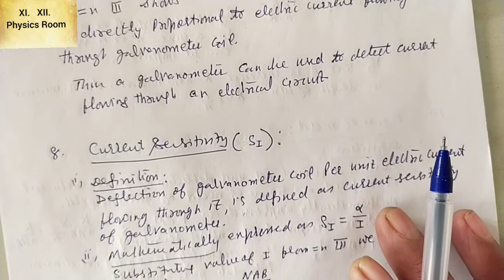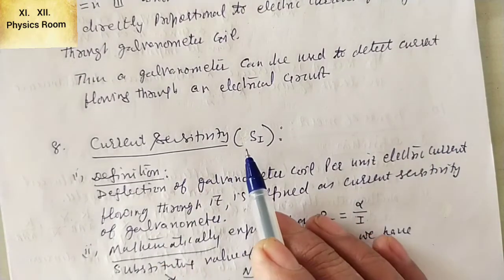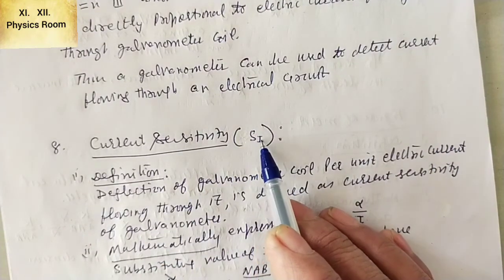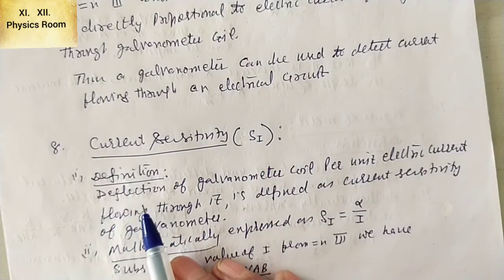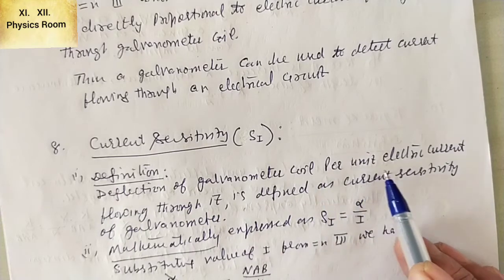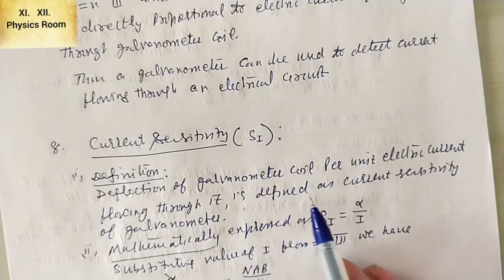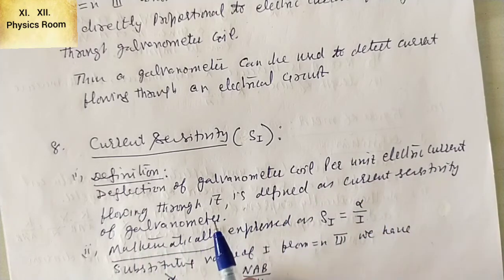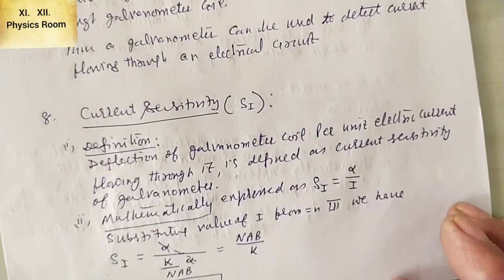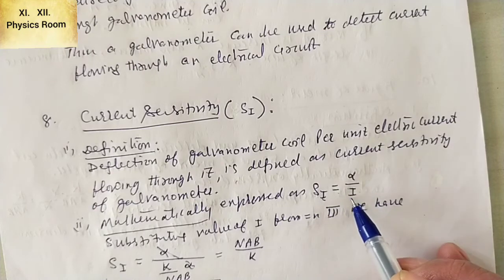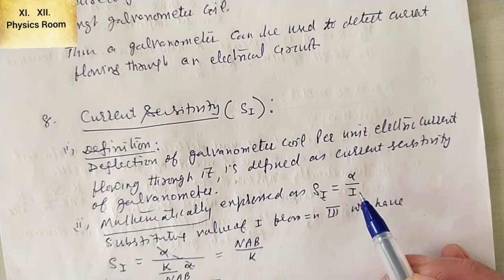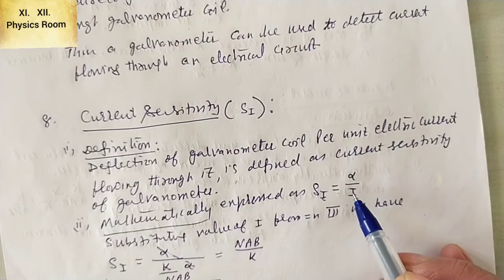8th point, we have to talk of current sensitivity. I for current, S for sensitivity. Now definition: deflection of the galvanometer coil per unit electric current flowing through it is defined as the current sensitivity of the galvanometer. Mathematically, it is expressed as SI equal to alpha by I, deflection per unit current flowing through the galvanometer coil.